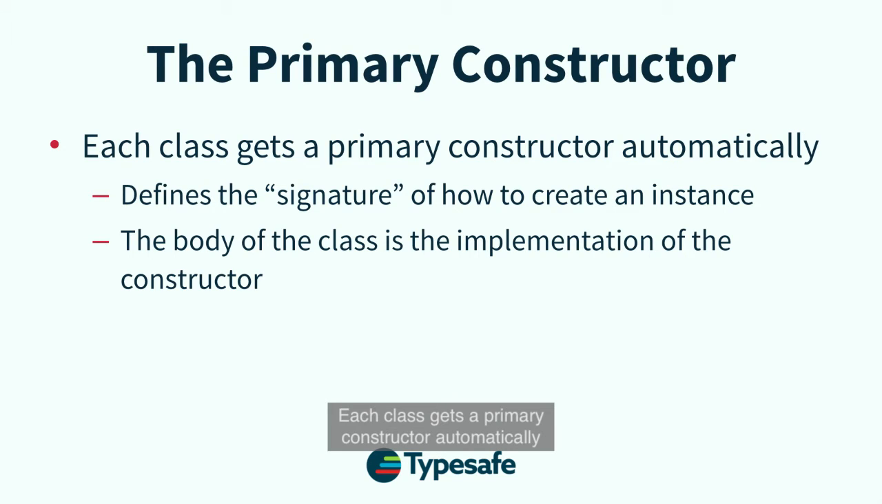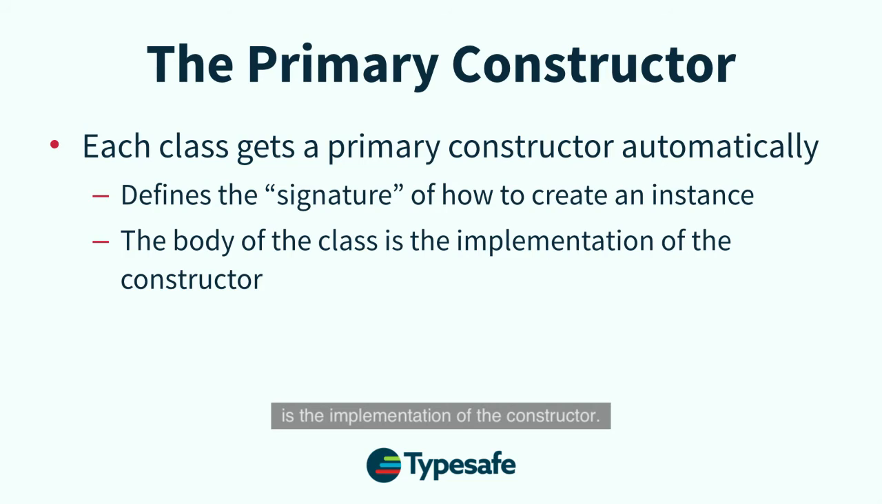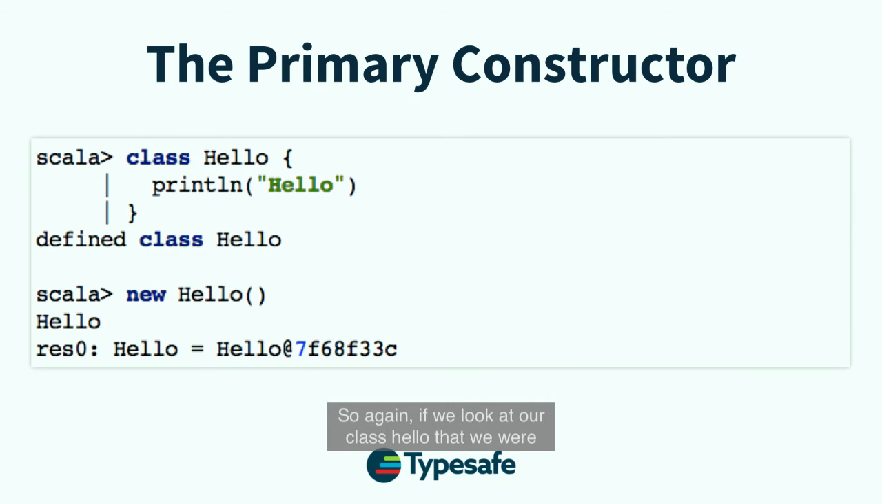Each class gets a primary constructor automatically from the Scala compiler. This defines the signature of how we create instances of a class. The body of the class inside of the Scala source code is the implementation of the constructor. So again, if we look at our class hello that we were defining inside of our REPL, we have an open curly brace and a closed curly brace. And within those curly braces is the body of the class. If we put a statement inside of there, such as a println to print out the word hello, that will create an instance of a class that, when constructed using the new keyword, will print out hello.